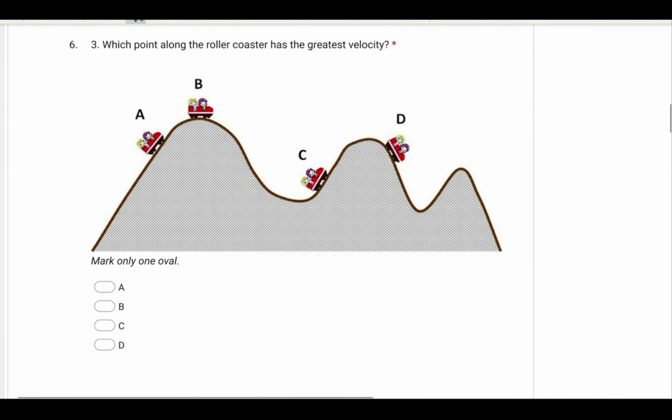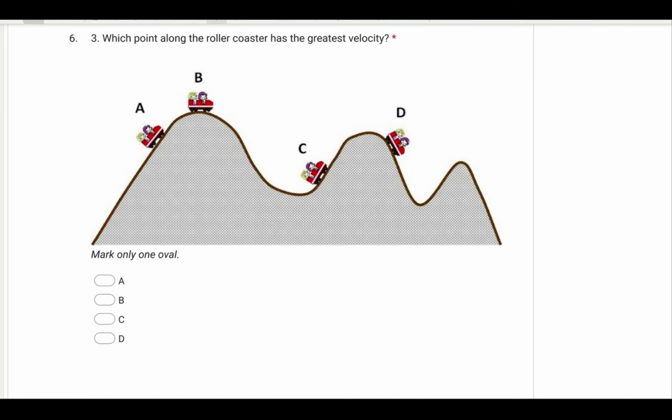Number 3, alright, so ini question yang ramai pelajar salah. So jom kita baca dulu. Which point along the roller coaster has the greatest velocity? Mana yang velocity dia paling besar? A, B, C, D. So first of all, make sure you tengok pada height, height of the position. Let's say here we have HA. And then here we have HB. And here HC. And here is HD.